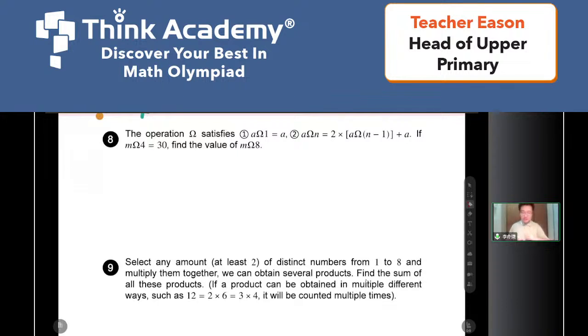So now this gives us a law of a new operation. And we know the m omega, this is called omega. So m omega 4 equals 30. We're going to find the m omega 8. So there are many ways to solve this. So we can solve for m first, or we can find the actual pattern of this omega calculation.